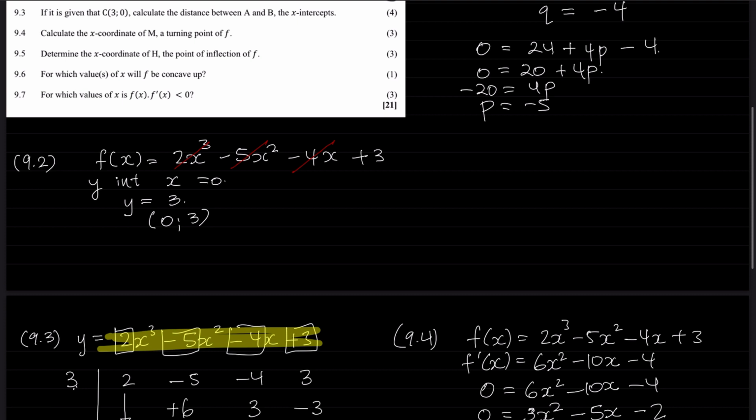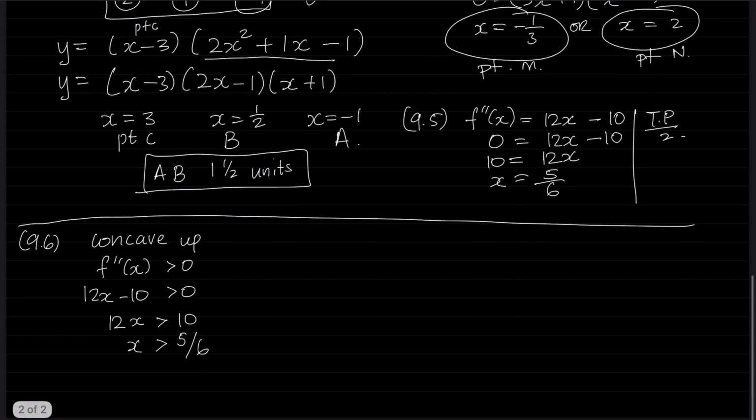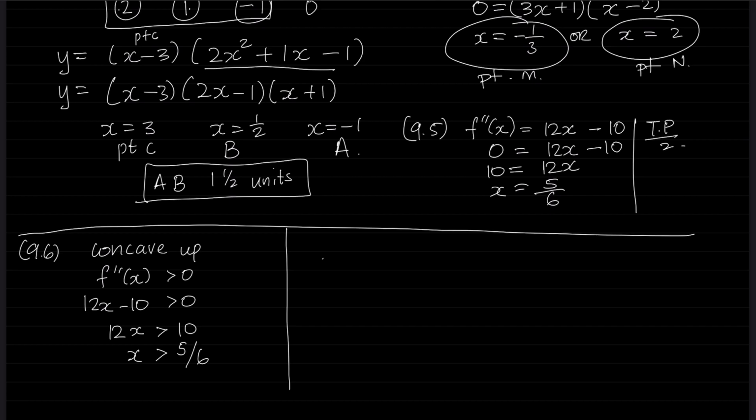And the last question, for which values of x is f of x times f prime x less than 0? Now, when we're doing a question like this, I prefer to solve it graphically. The way that we can solve this is by thinking of where is the function f of x going to be positive and where is the derivative going to be negative. Because if we multiply them, we'll get a negative value. Also, we can do the reverse where we have a negative multiplied by a positive.